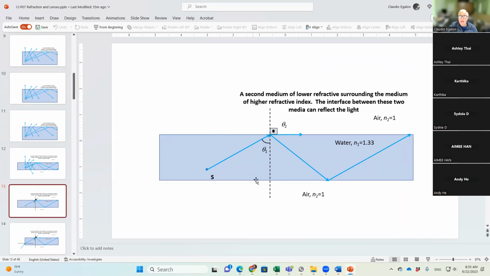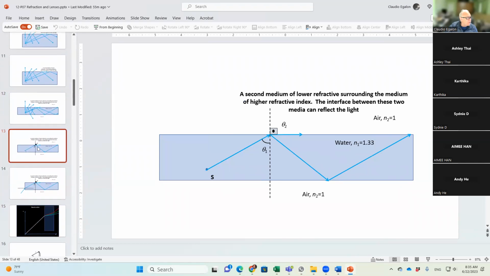Total internal reflection occurs only when this medium has a refractive index higher than the external medium. You cannot have total internal reflection if this medium is air and the outside medium is, for instance, water. Then you don't have total internal reflection. There will always be light leaking out if you have the situation inverted. I can even illustrate that for you.